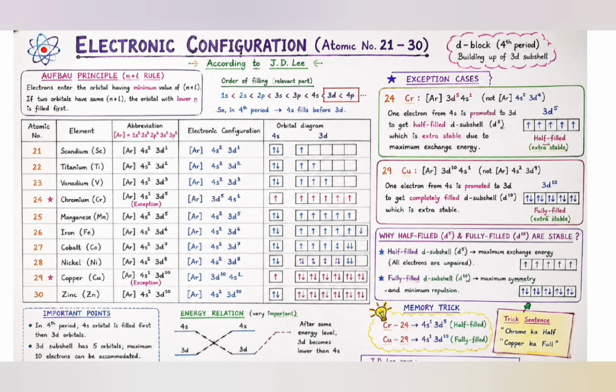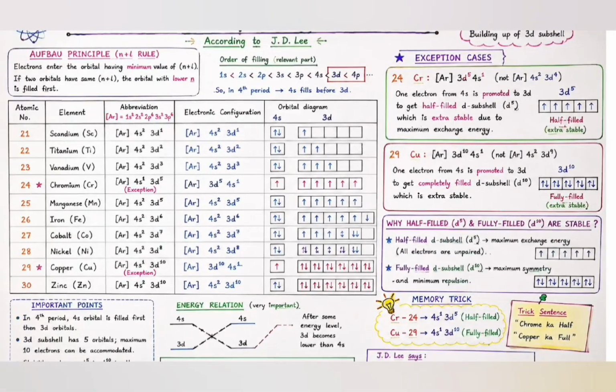Let's see here. That's why we are telling that chromium is represented with a star. It means that it is showing the exception rule. Why is chromium showing the exception rule? Because we know that in chromium, all the 5 electrons in the 3d are in the parallel state. When they are in the parallel state, what is happening? Their exchange energy increases.